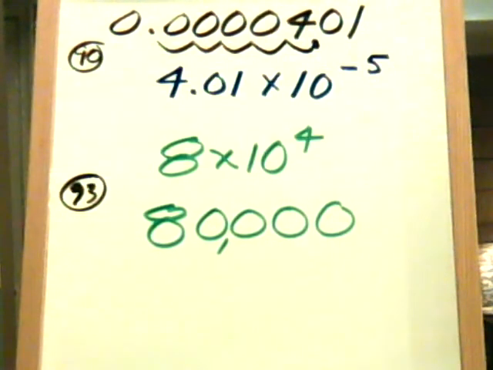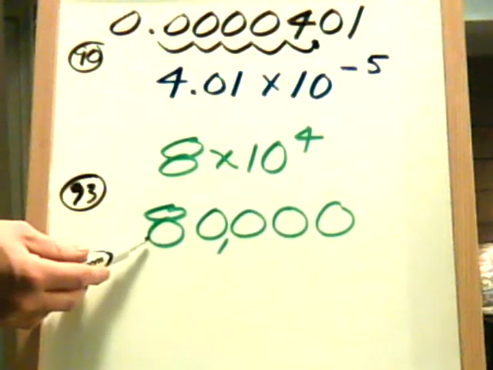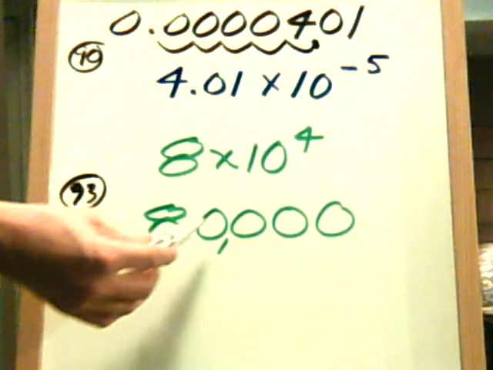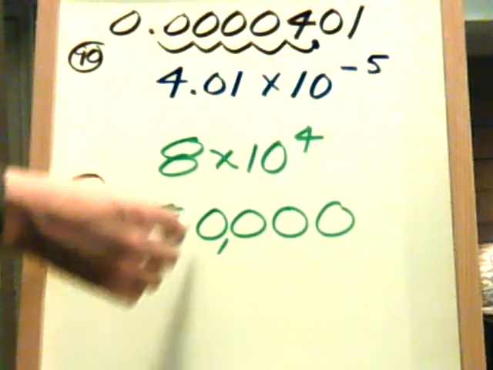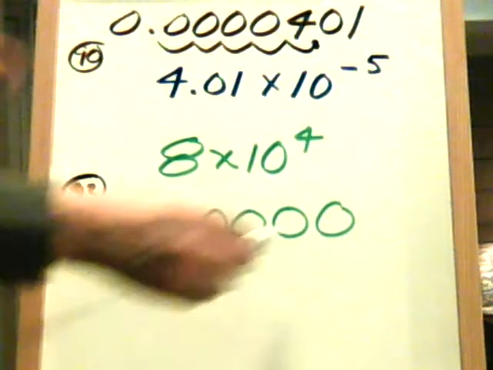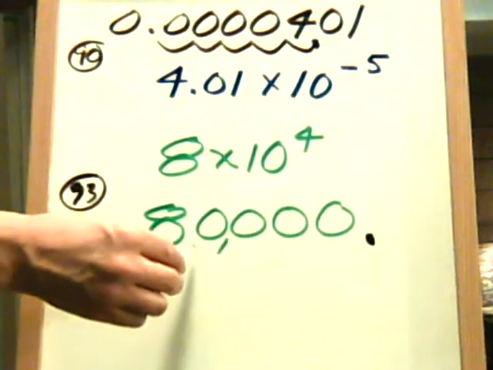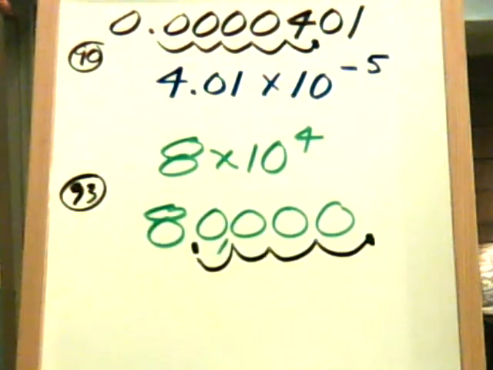Now, this is a slightly different case. This is from homework 93. We have 80,000. So what you're going to do now is look from left to right, and you get the very first non-zero number, which is 8, and you put it here. Now, if it was 8.01, which I'll show you in a second, then you would put a decimal. But since there's nothing else other than zeros, you put times 10, and the original decimal point is here. We're putting it here. How many spaces is that? 1, 2, 3, 4. So that's how we get to the power of 4.